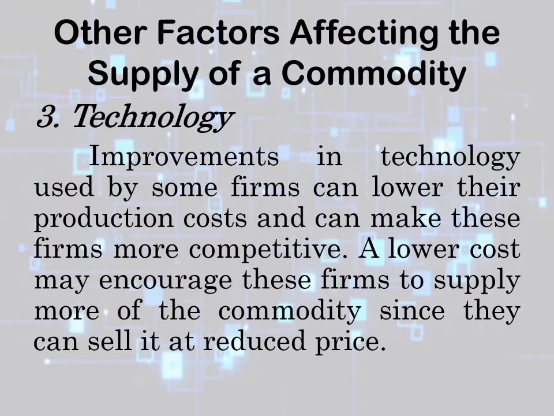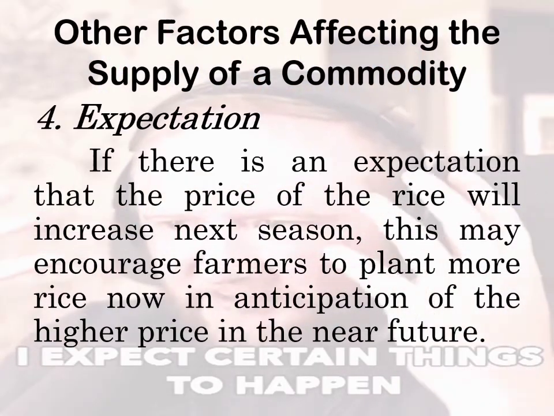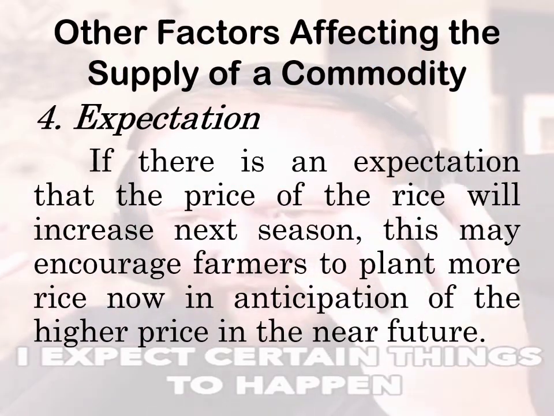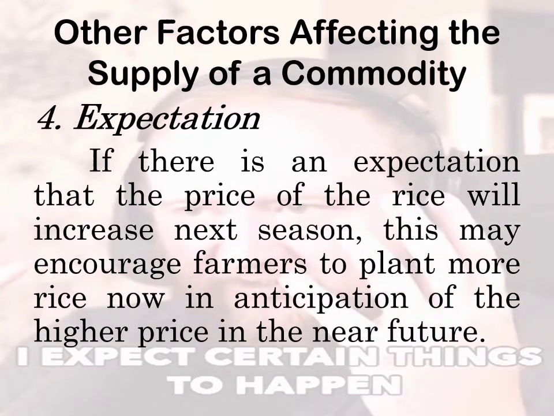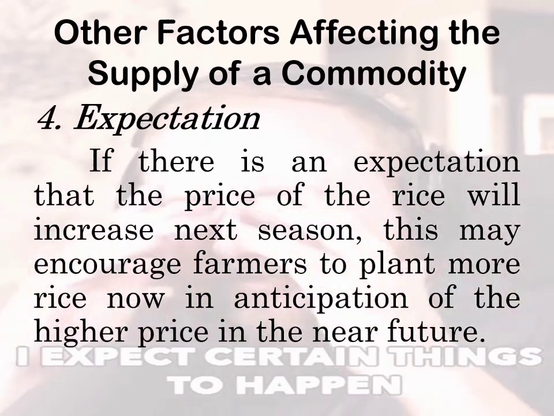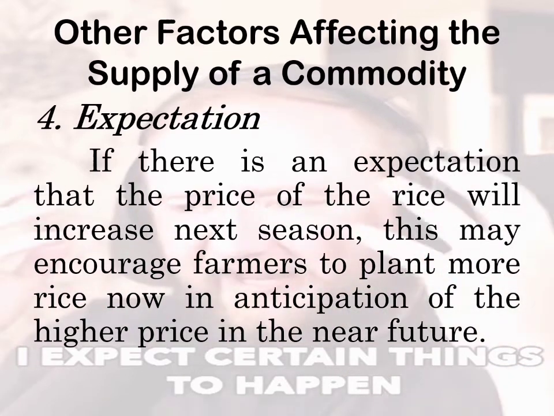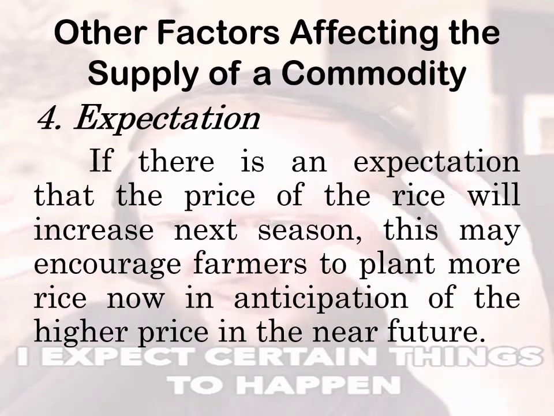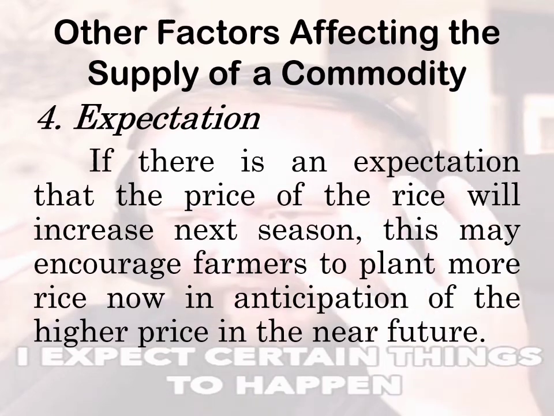Number 3 is technology. Improvements in technology used by some firms can lower their production costs and make these firms more competitive. A lower cost may encourage these firms to supply more of the commodities since they can sell them at a reduced price. Next is expectation. If there is an expectation that the price of rice will increase next season, this may encourage farmers to plant more rice now in anticipation of the higher price in the near future.